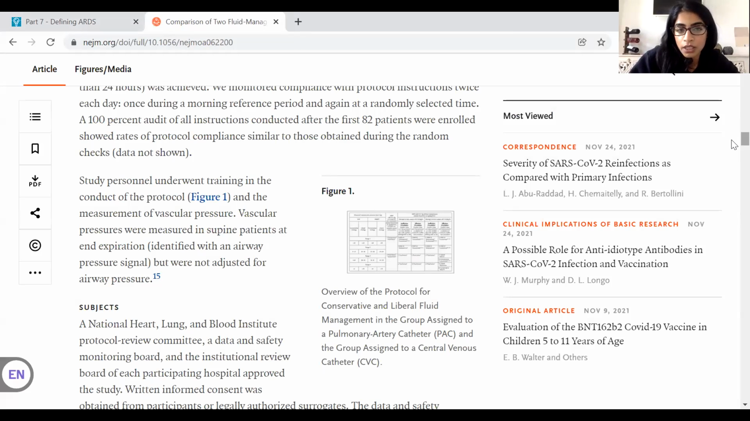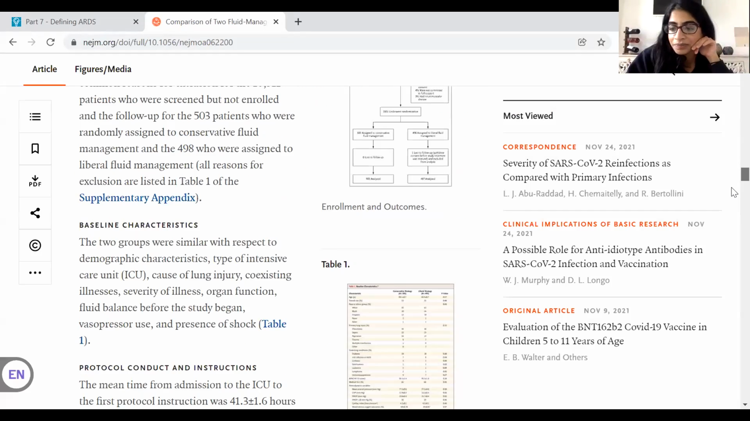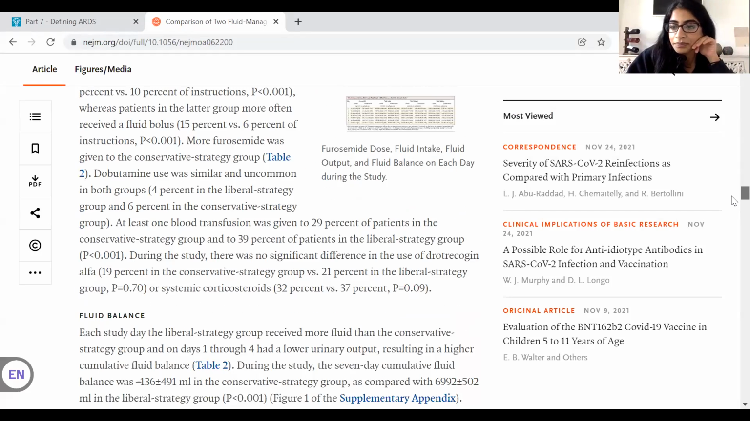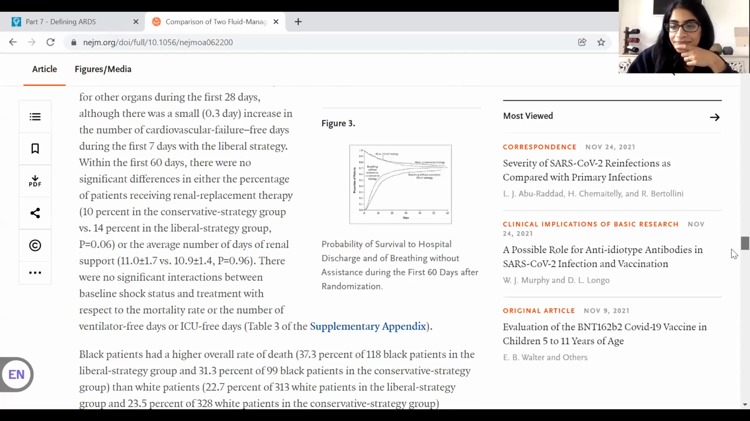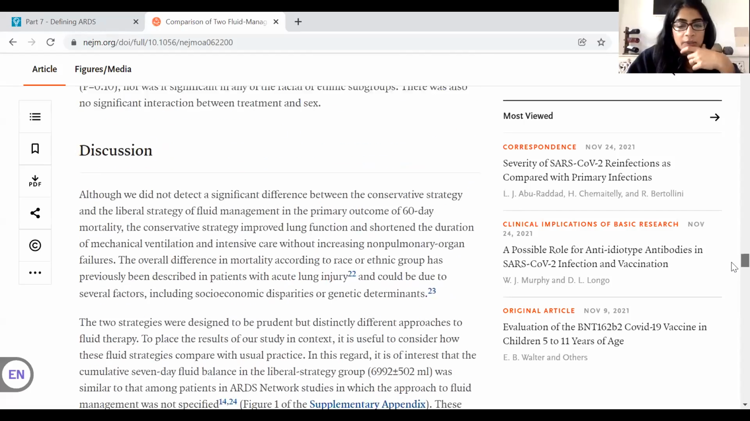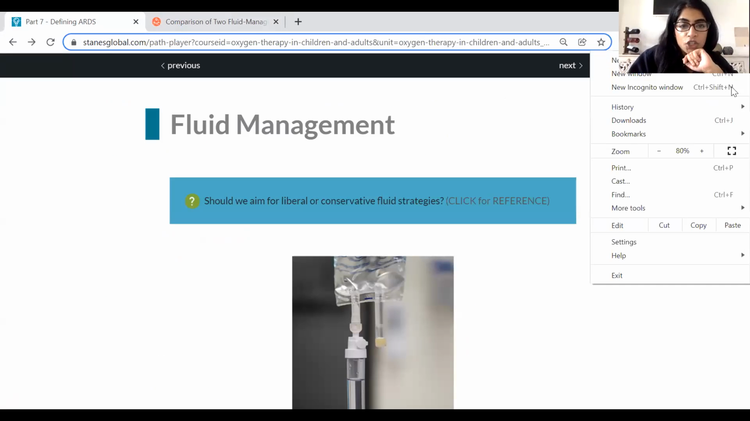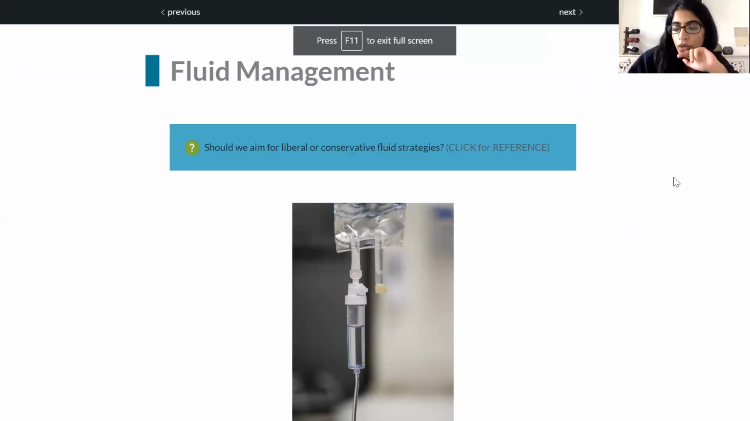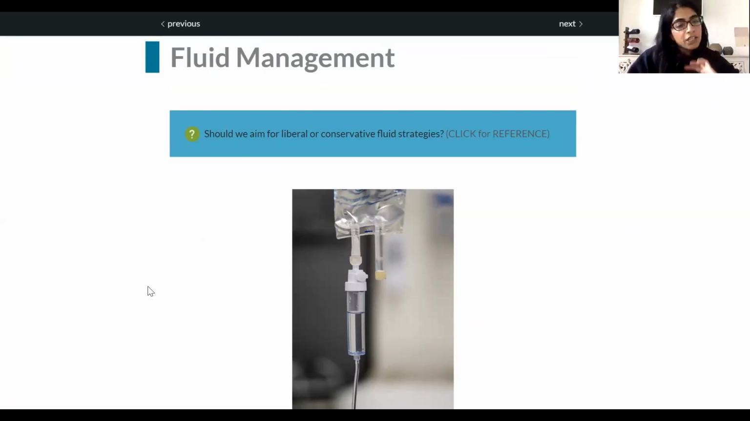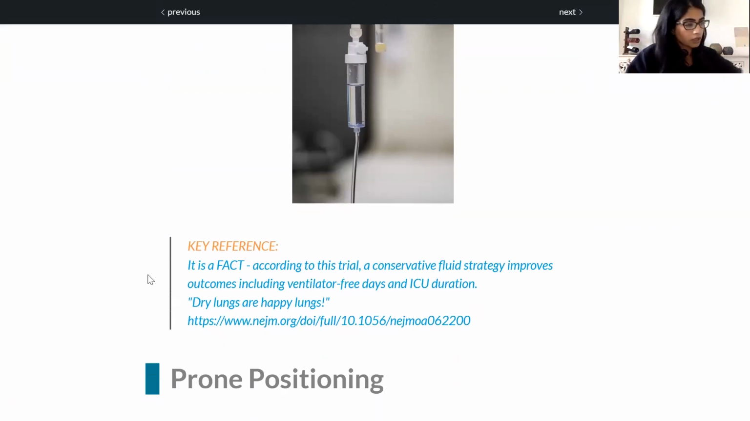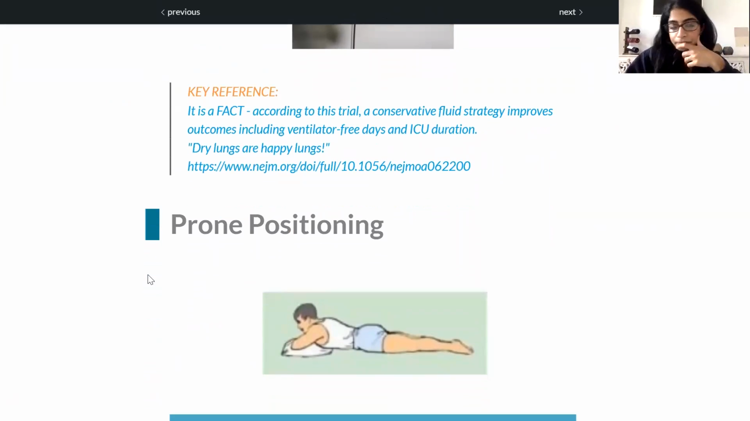Or does anyone want to talk about their own experiences with any specific cases? Feel free to type any specific cases or questions in the chat box, and then I'll try and answer them either while I'm waiting for your replies, or afterwards. So that's fluid management. And again, like I said, make sure you all have a look at those papers.